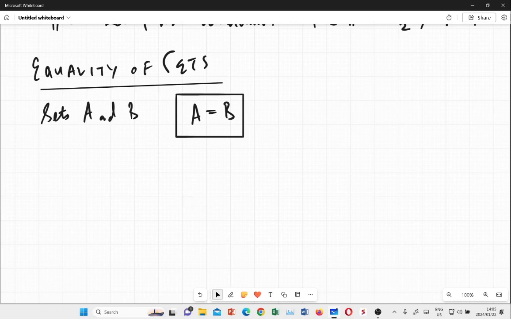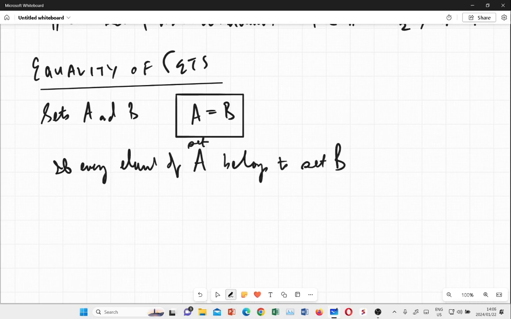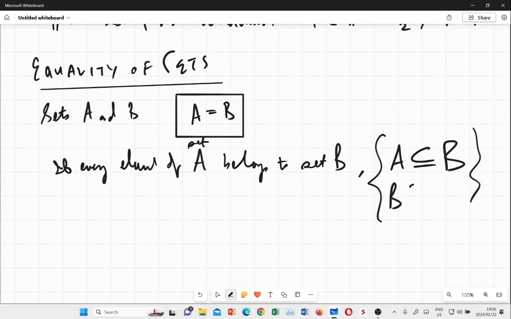The things in your family are called elements. So if every element of set A belongs to set B, this we shall write as A is a subset of B. Or, the same notation, B is a subset of A. So if every element of A belongs to the set B.